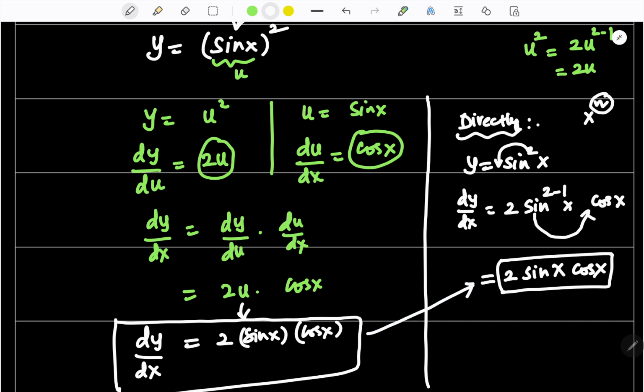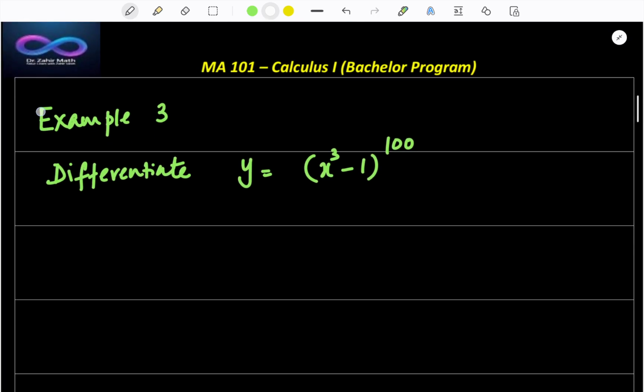Right. But I'm doing this for small expressions. Don't expect that we can do all the questions this way. Sometimes the questions are too big and we cannot do it. Okay. Right. Let's go to the next one.